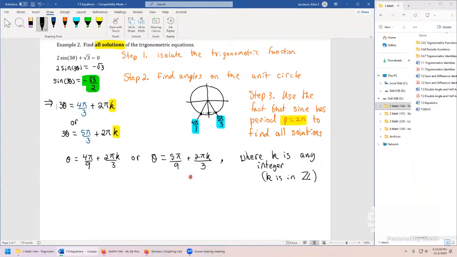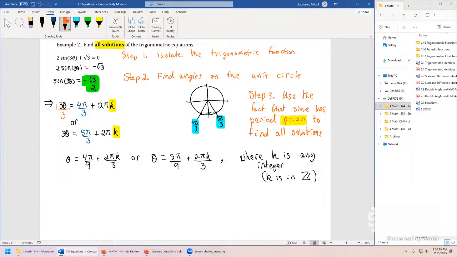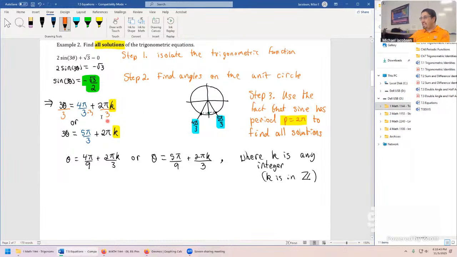Why did it become 4 pi over 9 and 5 pi over 9 instead of over 3? Oh, when I divide by 3 on both of these lines here, it would look like this. Yes, I see. Pretty much everything got divided. Other questions at the moment?